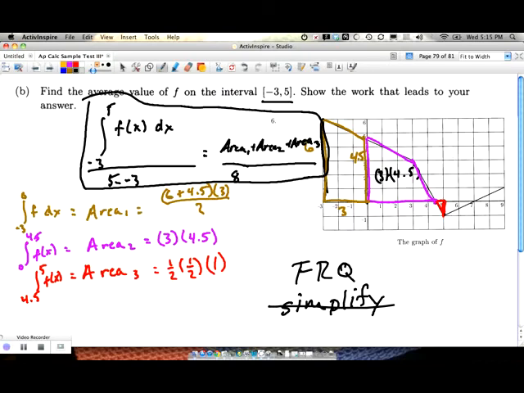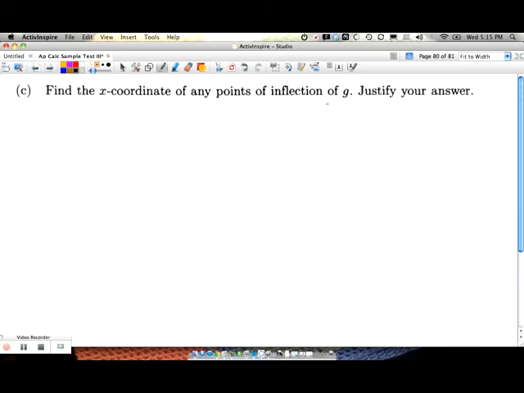Find the x-coordinate of any points of inflection of g. Justify your answer. Any points of inflection. A point of inflection is a change in concavity. It's also considered, another way to look at it, is when f double prime of x changes sign.